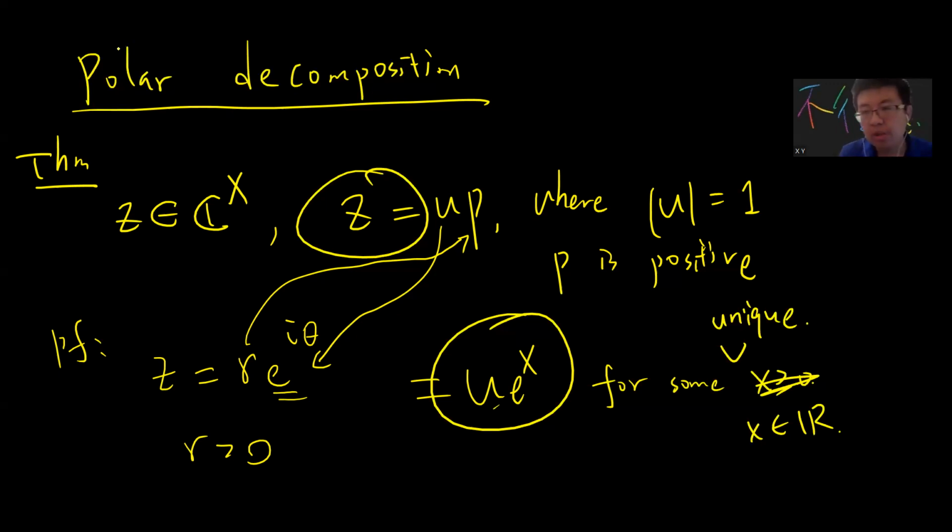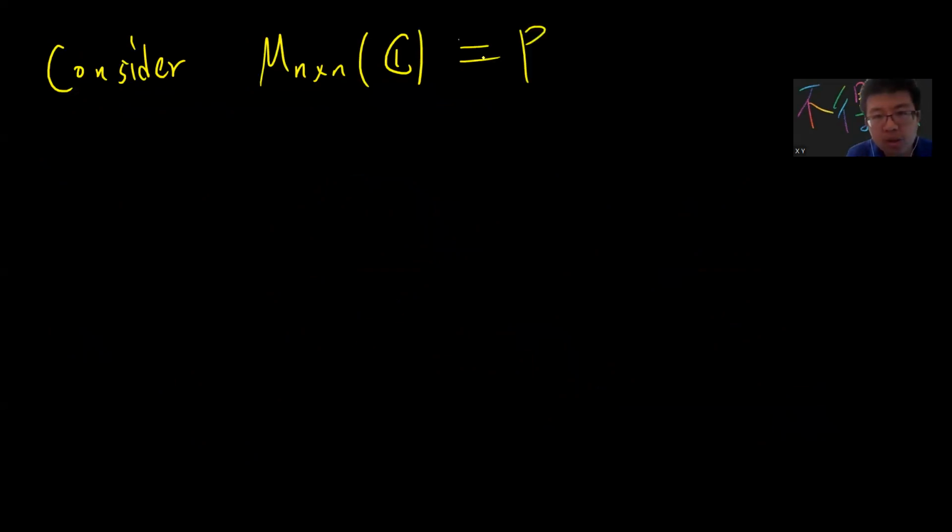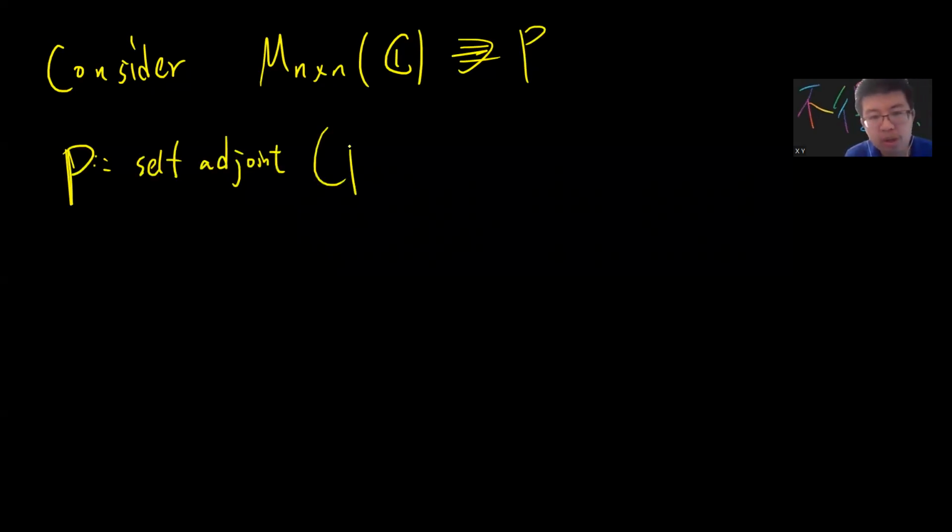Okay, so we want to say something about matrices. In this video, let's first consider all the n by n matrices with complex coefficients. Let's consider an element P, where we need to add some constraints. The first one is that P is self-adjoint. In matrix algebra, you can say P is Hermitian. The second constraint is that P is positive.